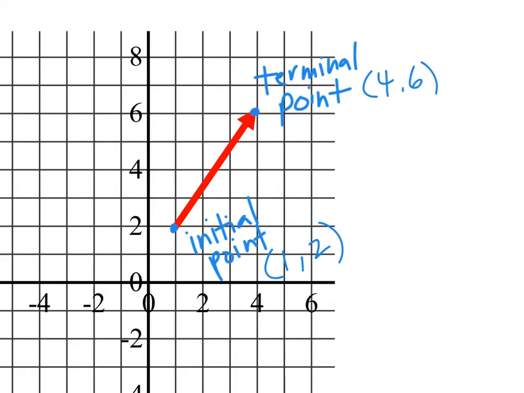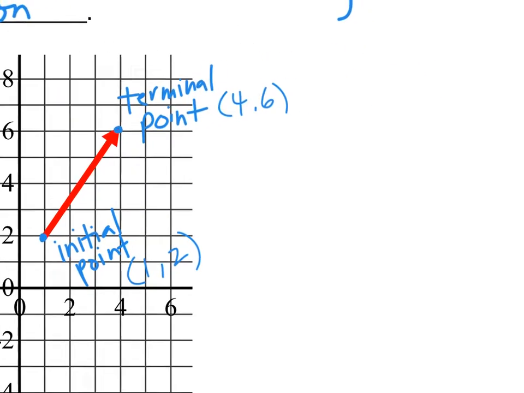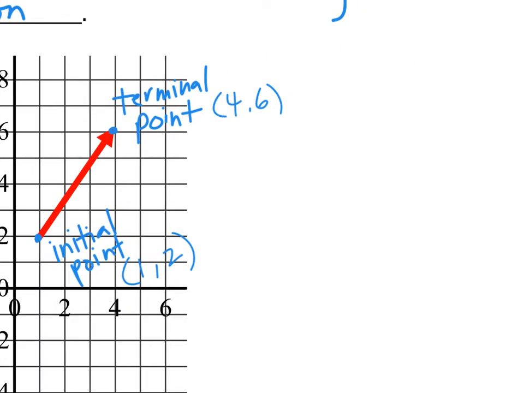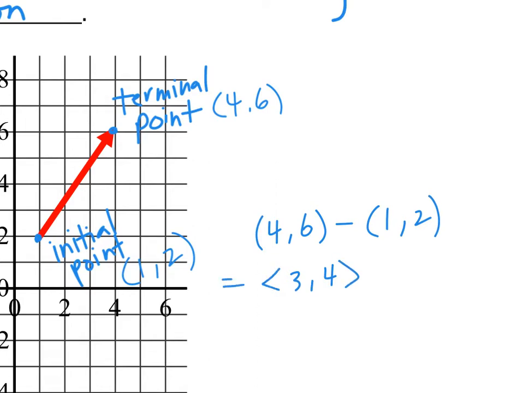Okay, in order to find the vector, we are going to take the terminal point and minus the initial point. So this is going to be 4, 6 minus 1, 2. Okay, and this very simple math, we're going to get 3, 4. When we get 3, 4, this is not another point. We're going to talk about this as a vector. And when we talk about a vector, we write it in this way. The triangle looking bracket tells me this is a vector and not a point in space.